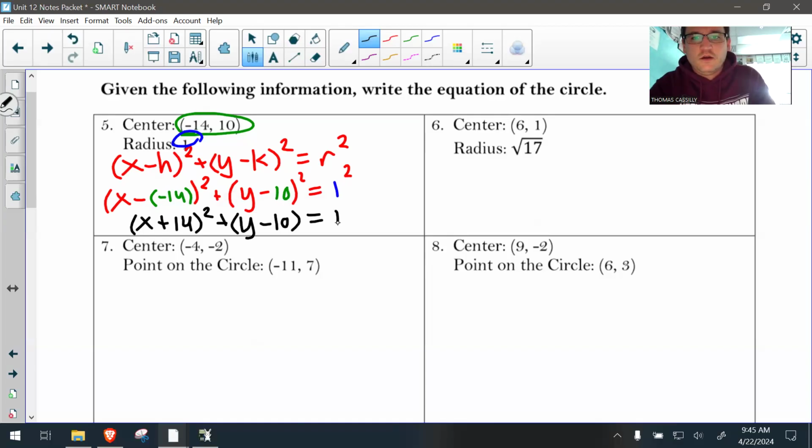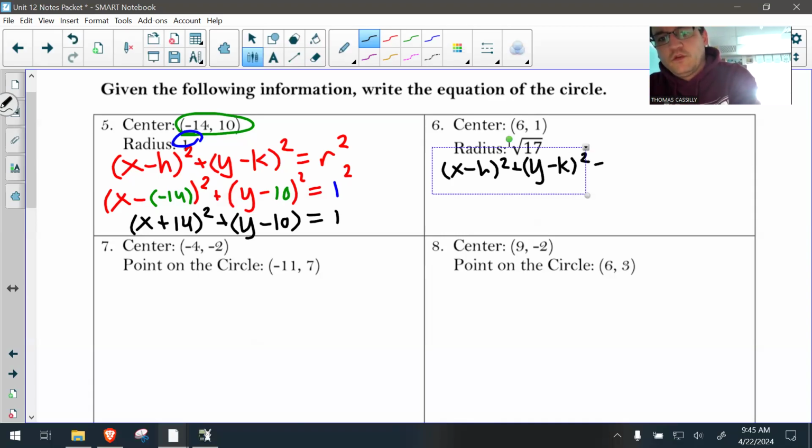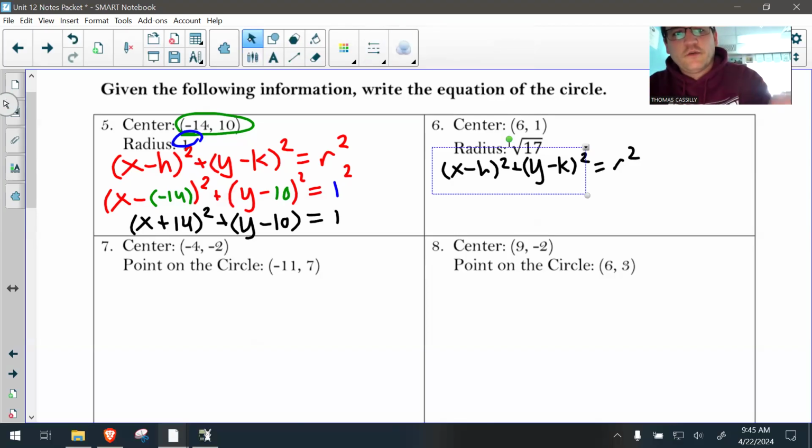All right. Same thing on the next one. X minus h squared plus y minus k squared equals r squared. So just plug in everything we have.